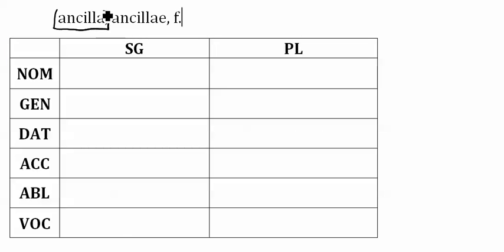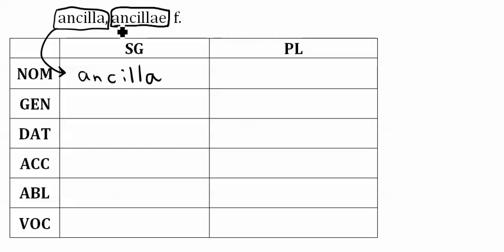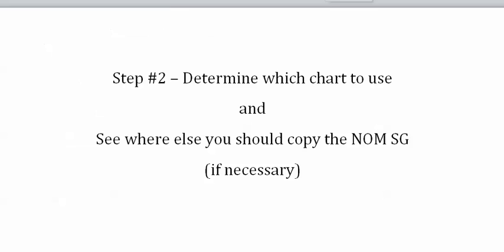The first one is the nominative singular, so I'm going to copy that right into this box. The next form is the genitive singular, so I copy that into the box underneath. There's step number 1. What is step number 2?